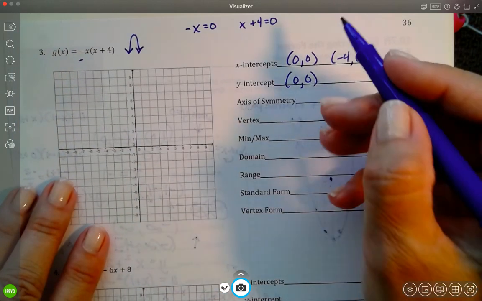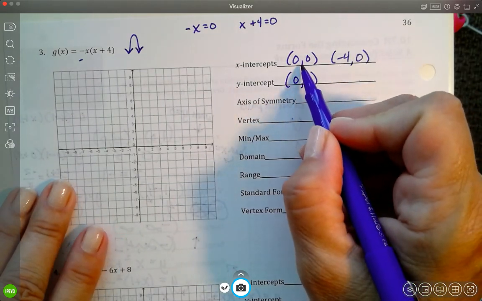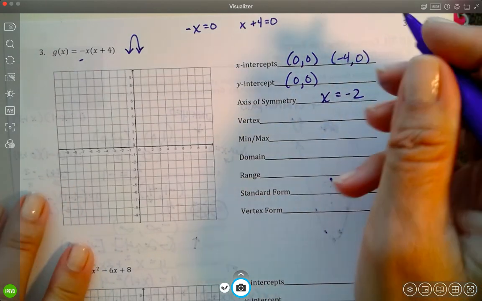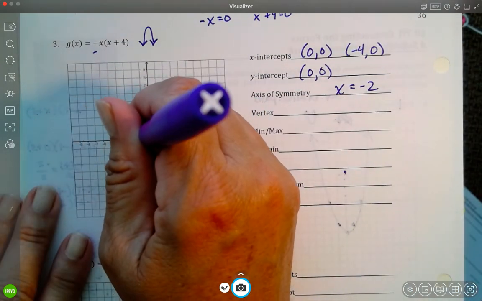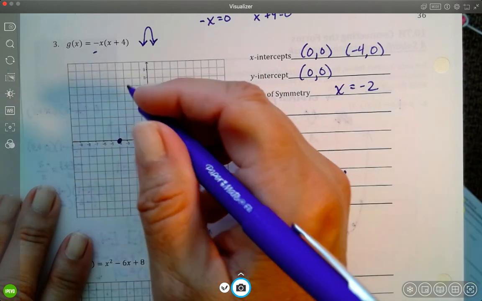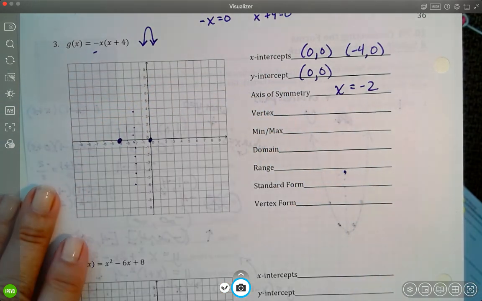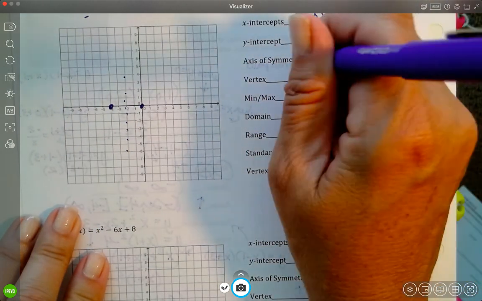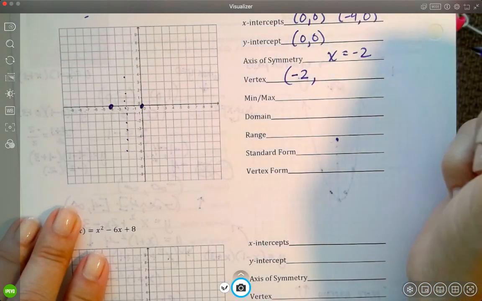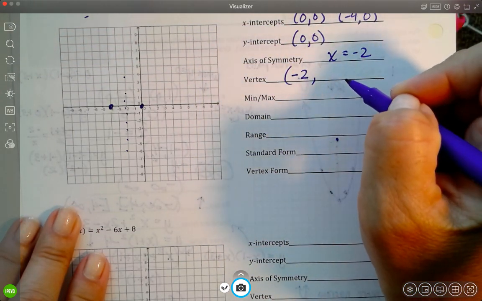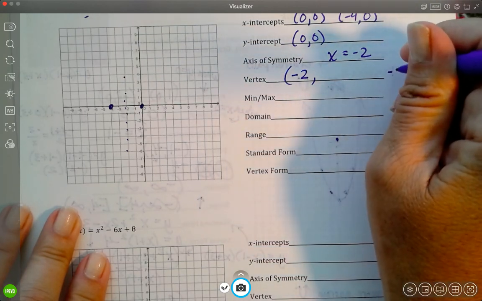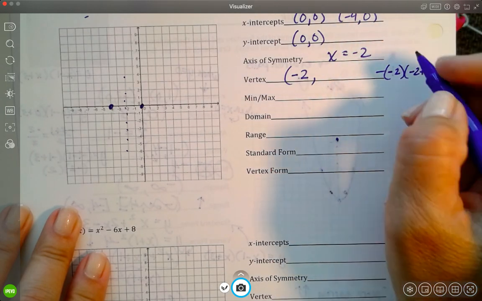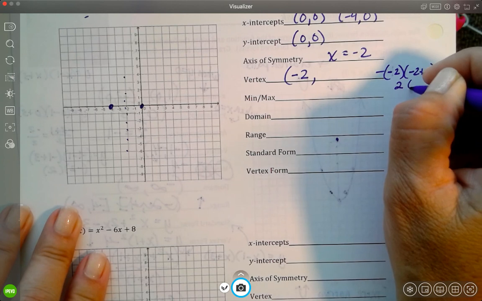Axis of symmetry. Axis of symmetry is always between my x-intercepts. So axis of symmetry must be at x equals -2, because I have 0, 0, and 1, 2, 3, 4, -4, 0. So I know my axis of symmetry is here. And then vertex, I already know that my vertex is going to start with my axis of symmetry, and then I got to figure out what the y value is. So I'm going to go ahead and plug in -2 in my equation. So -2 is 2 times 2 is 4.